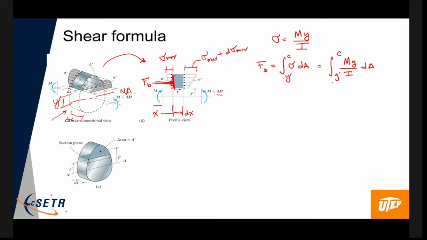Now, on the left side, we're going to have a different force because the moment has changed a little bit. So this is going to be an FB plus a little change. On the right-hand side, the FB is going to be the same thing. It's the integral from y prime to C, but this is going to be the stress plus the little change in stress.